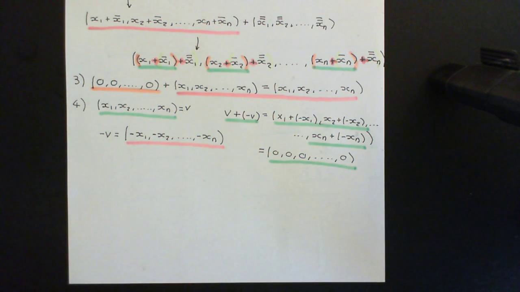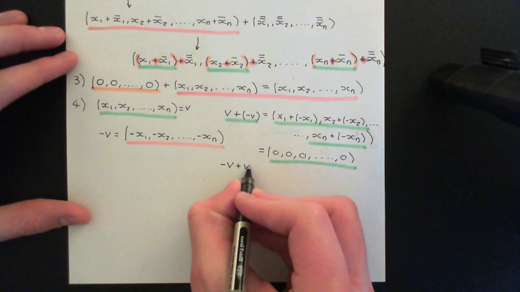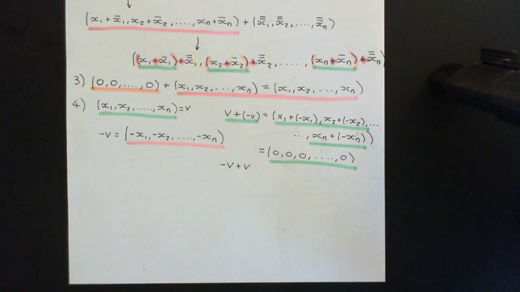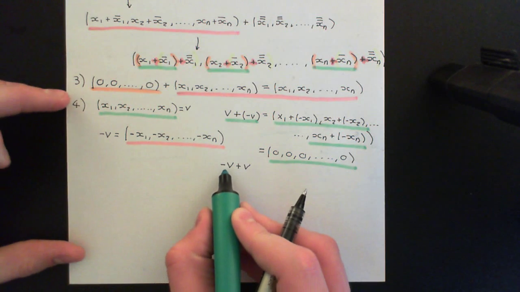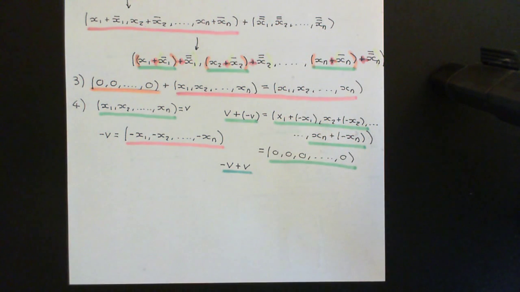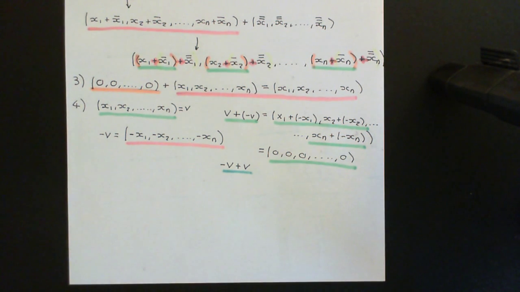And I hope you agree that if I did it the other way around, negative v plus v, it will also give me the zero vector, the additive identity in my vector space. That's because I can add together each of these components either way round, and if they're each other's additive inverses in the field, they will always give the additive identity in the field. So indeed, I will just get this list of zeros as my answer, i.e. the zero vector.